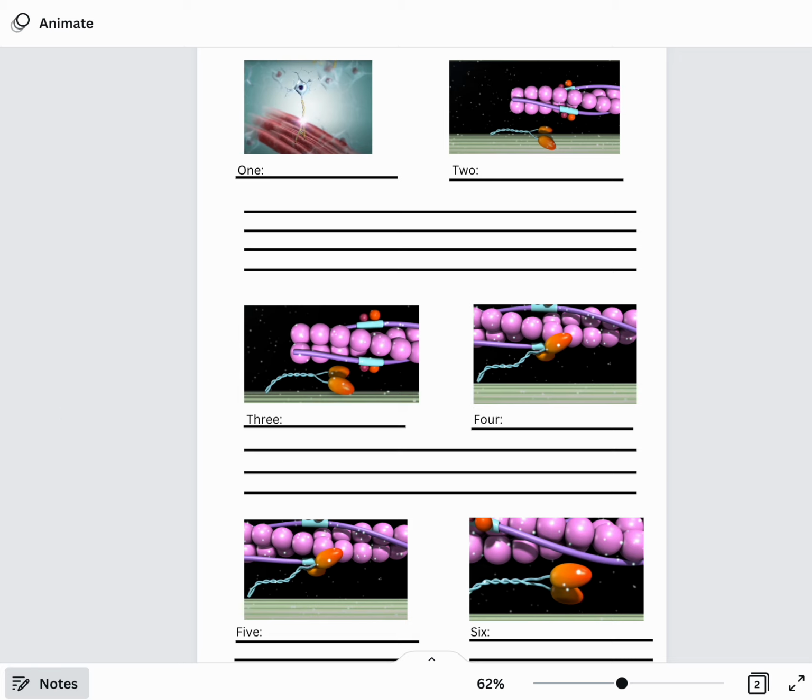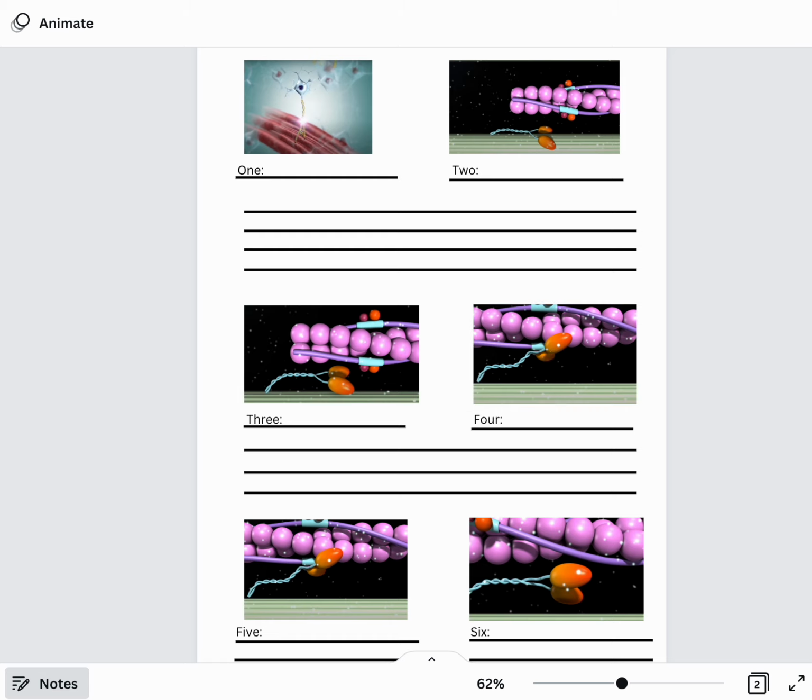Now, what happens when calcium is released from the sarcoplasmic reticulum? Well, now the myosin filaments change their shape. And this is important because when the myosin filaments change their shape, they are now able to bind to the actin. So these are the myosin filaments. You can see the little myosin heads and the actin. Once the myosin filaments have changed their shape, they are now able to bind to the actin.